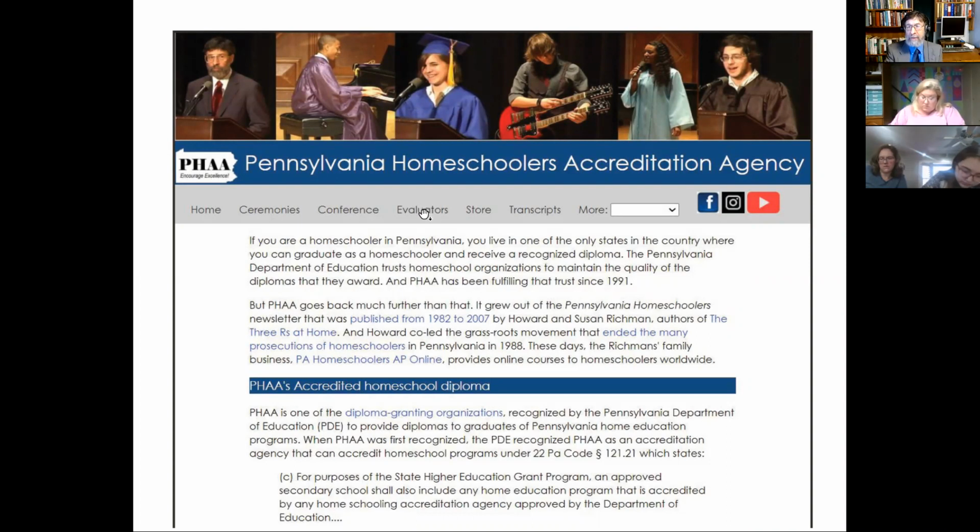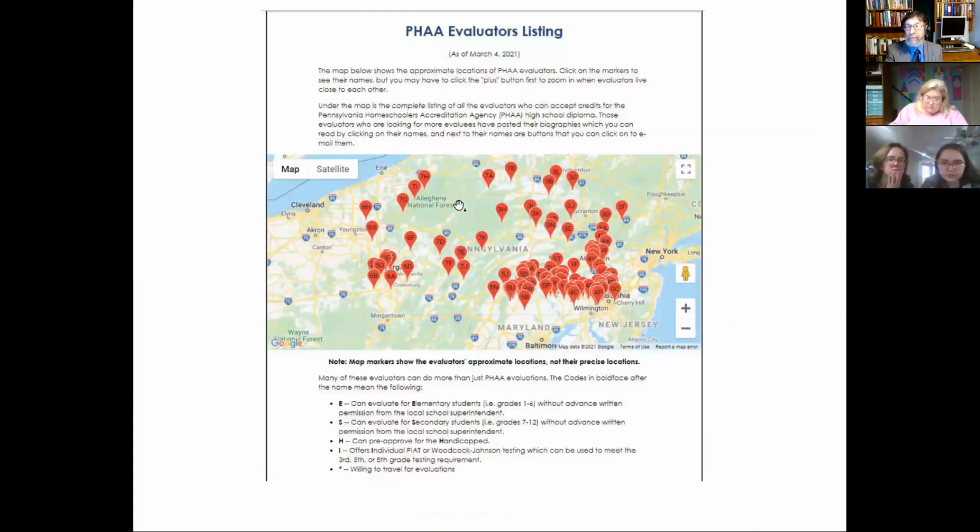So how can you find a PHAA evaluator? See where it says evaluators at the top? The next page is what you get if you click there. It's a PHAA listing of evaluators. Maybe you can basically see the outline of Pennsylvania here. This is a Google map. You can make it bigger, you can expand it. If you clicked on 6F, that's where my wife and I live, and 6F happens to be my wife. You would go down the page and find all the information about her.